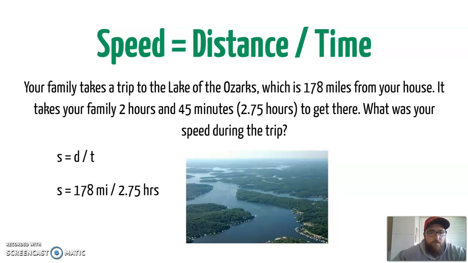So we take 178. This is where you would need your calculator again. Divide it by 2.75. That should give you about 64.7 miles per hour. And again, our units were miles and hours here. So when we come to our final answer, it's going to be in miles per hour rather than meters per second. And we need to circle that because that is our final answer.